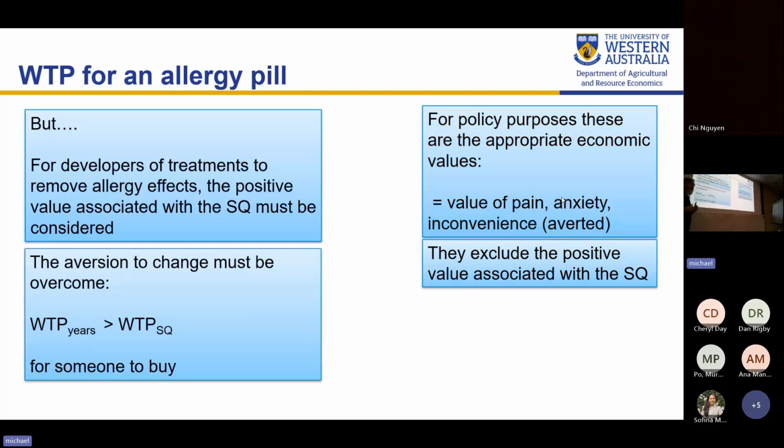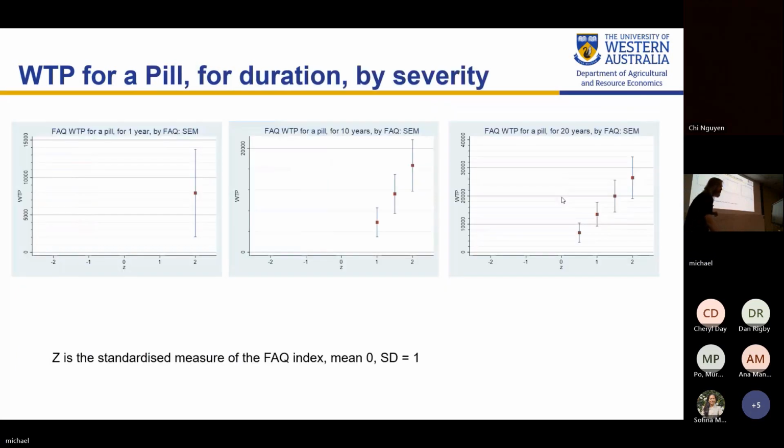So in order to get them to change, we need to give them enough years to overcome the inertia effect, and then they'll be in the market. So now I can talk about willingness to pay for a pill for a particular duration. This magic, non-existent, hypothetical pill is going to deliver for you 1 year of relief, 10 years of relief, 20 years of relief. And then we're going to ask the same question. Who will be prepared to pay, and how much would you be prepared to pay for this, depending upon the severity of your condition?